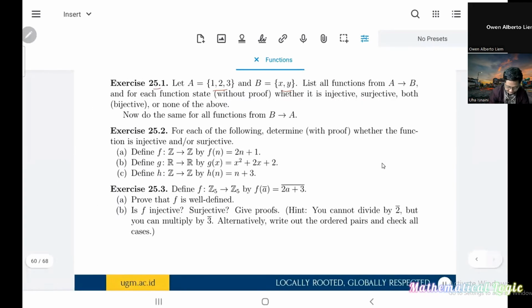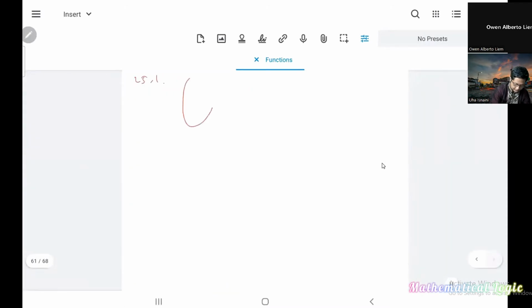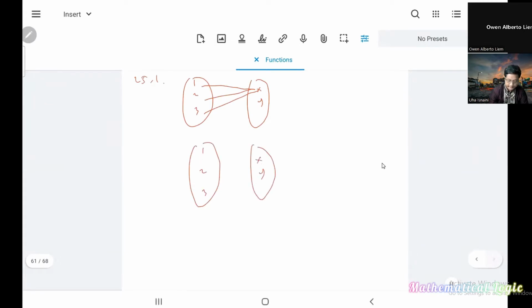So our A is that one, with 1, 2, 3, and here we have x, y. The first function, maybe the easiest one, is 1 goes to x, 2 goes to x, 3 goes to x, right? So this is the first one. And the second one: 1 to x, 2 to x, and then 3 to y. Correct, right? And then the next one, there are so many.